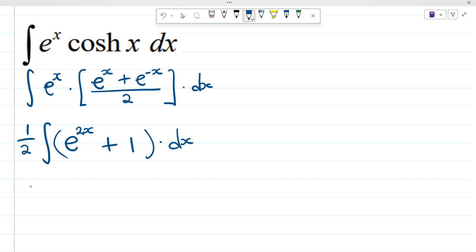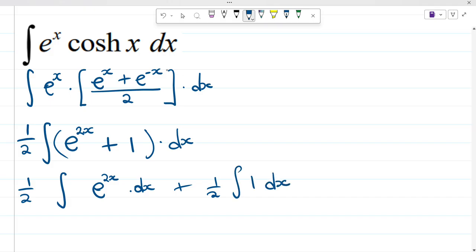Or maybe I can first split to make things easier. Yeah, let me first split to make things easier. So this is going to be the integral of e to the power 2x dx plus 1 over 2 integral of 1 dx. So what did I do?